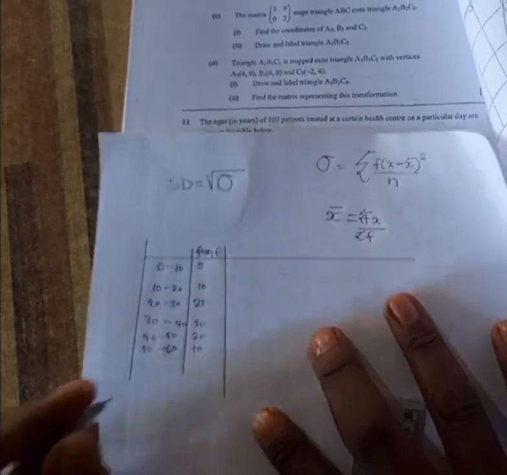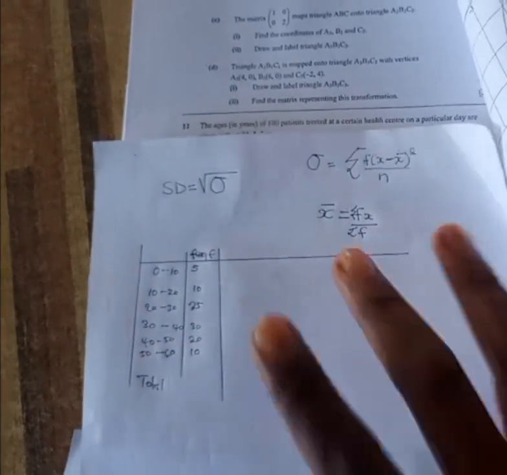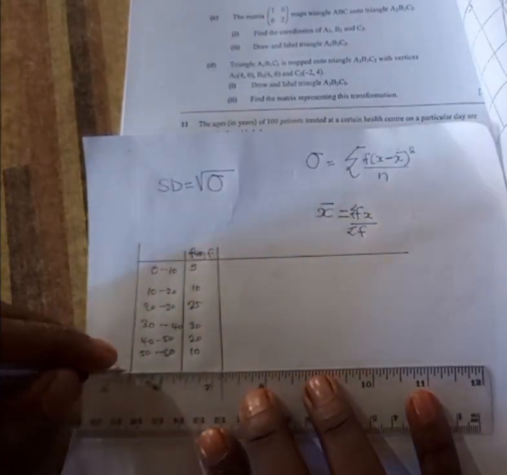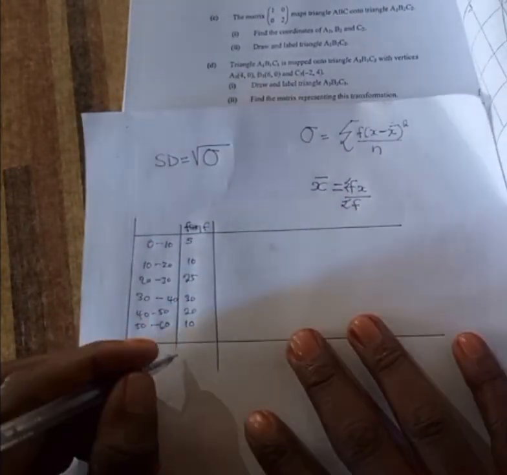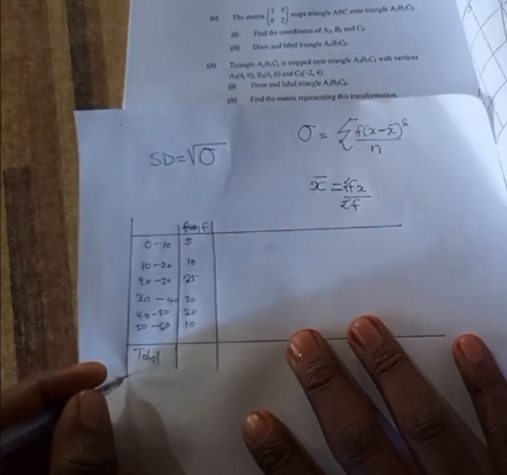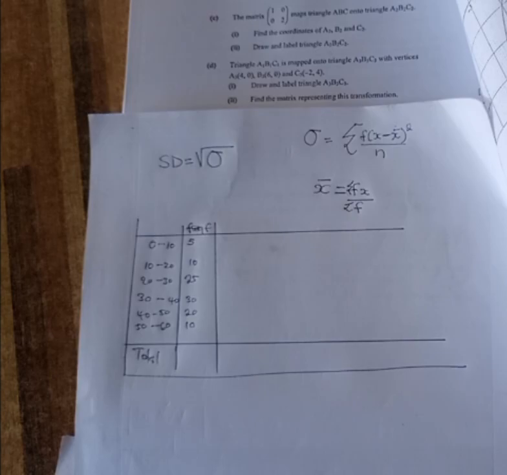Okay, then at the end, we can even write total. What is our total frequency? What is our total frequency there? Using your calculator, please don't be too intelligent here by not using a calculator.